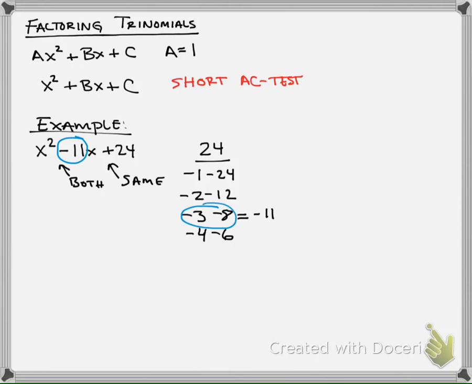So, for the short AC test, I'm pretty much done with what I need. All I need to do is put x's in front of each one of these terms. So I say x minus 3, x minus 8. Those are my factors using the short AC test. So let's check this result.